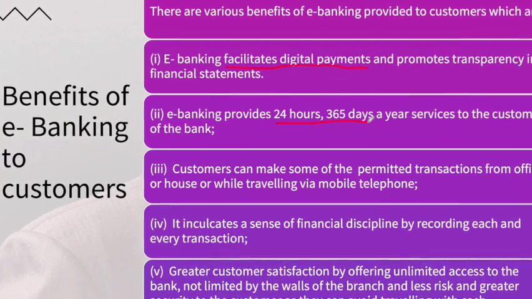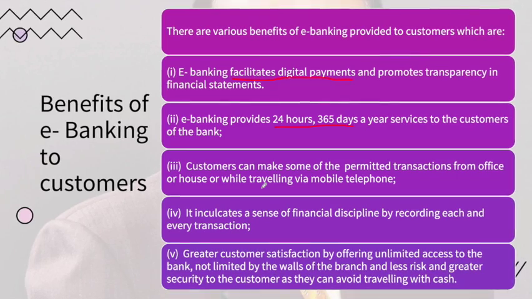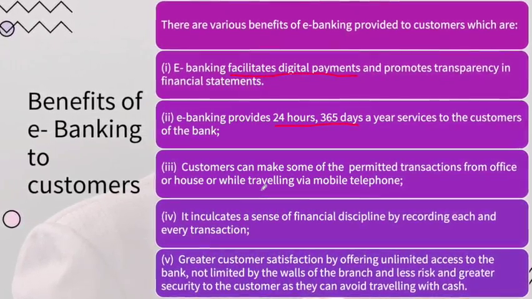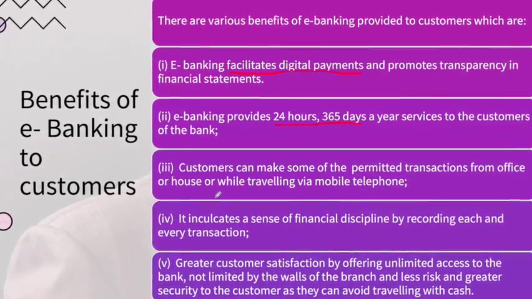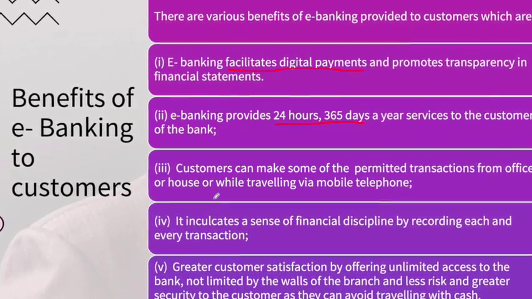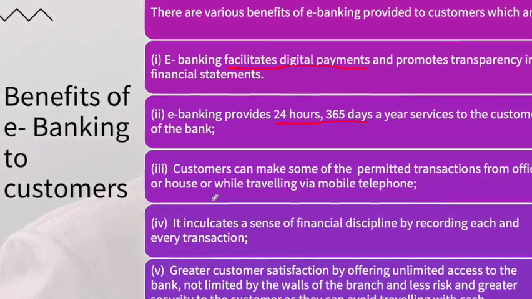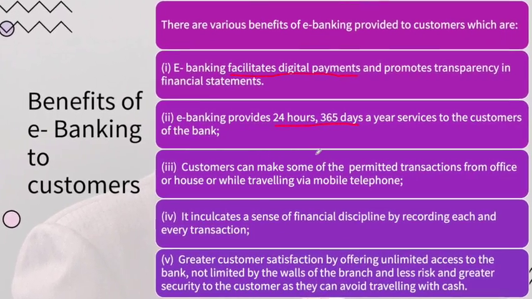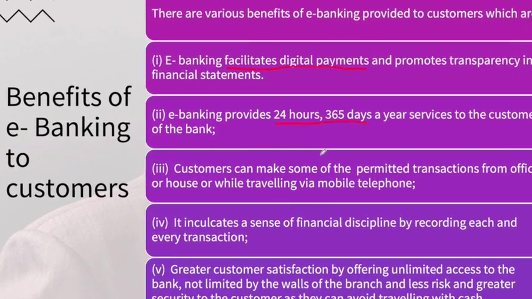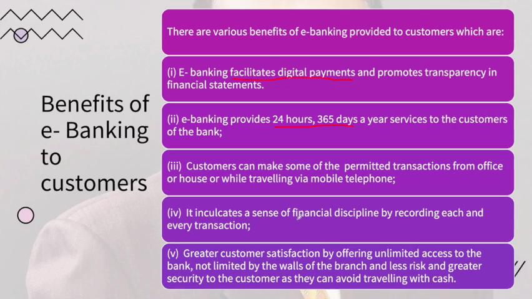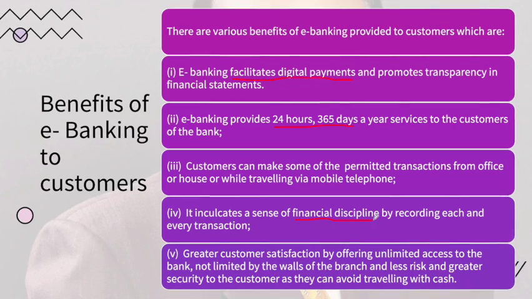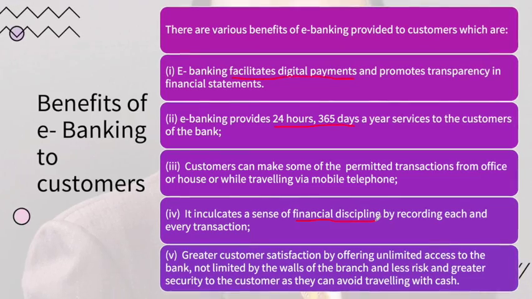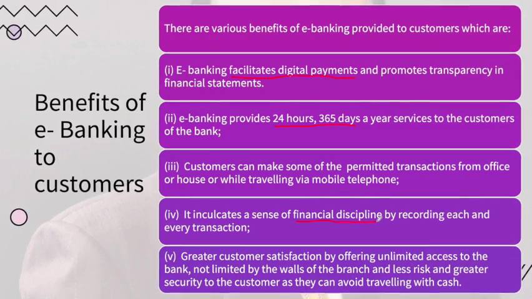Second heading, you can make 24 hours 365 days, 24 into 7 facility. E-banking facility can be used from any place. So whether you are traveling, you are in the house, you are in the office, or you are in another city, you can use it from anywhere. So you can write in a heading that it can be used from any place. Then it brings financial discipline, because everything is in your control. You always have the record of all your transactions available.